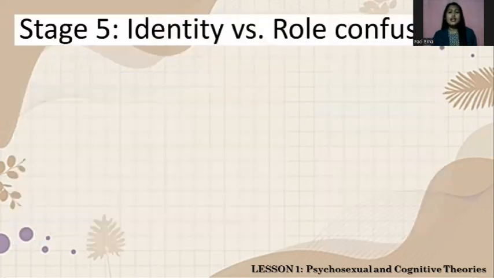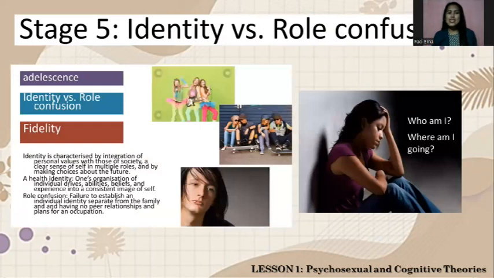Next, let's go with identity versus role confusion. It's all about adolescence. It's the fidelity. Identity is characterized by integration of personal values with those of society, a clear sense of self in multiple roles, and by making choices about the future. That is the positive thing about this stage. A healthy identity is one's organization of individual drives, abilities, beliefs, and experience into a consistent image of self.